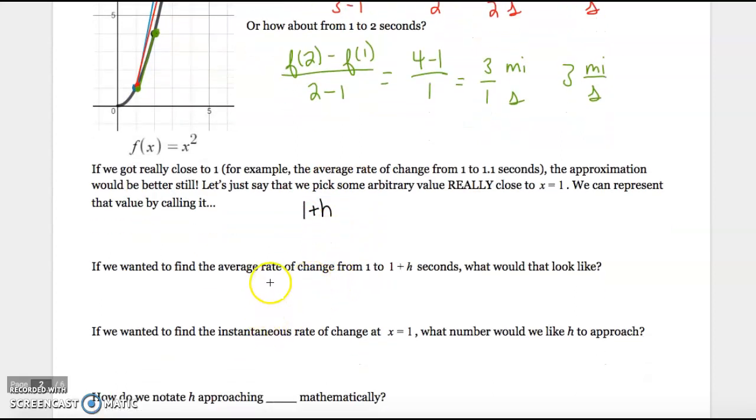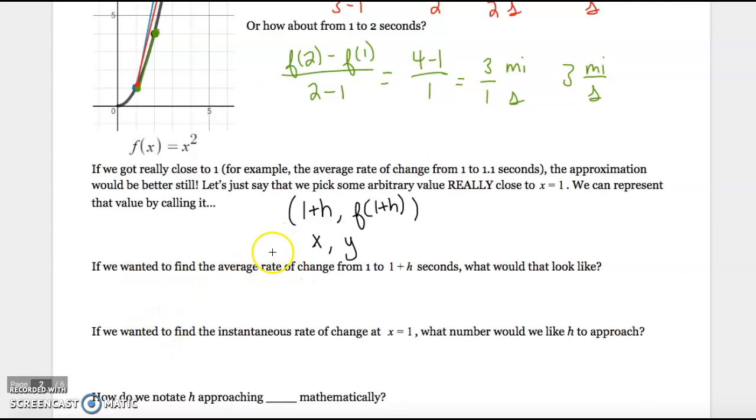If I wanted to find the average rate of change from 1 to 1 plus h seconds, what would that look like? Here's my point, technically: the x value would be 1 plus h, and then my y value would be f of 1 plus h, regardless of what that h value was. And we're picking an h value that's really, really small, because then this point will be really, really close to 1, and it'll be a really good approximation.